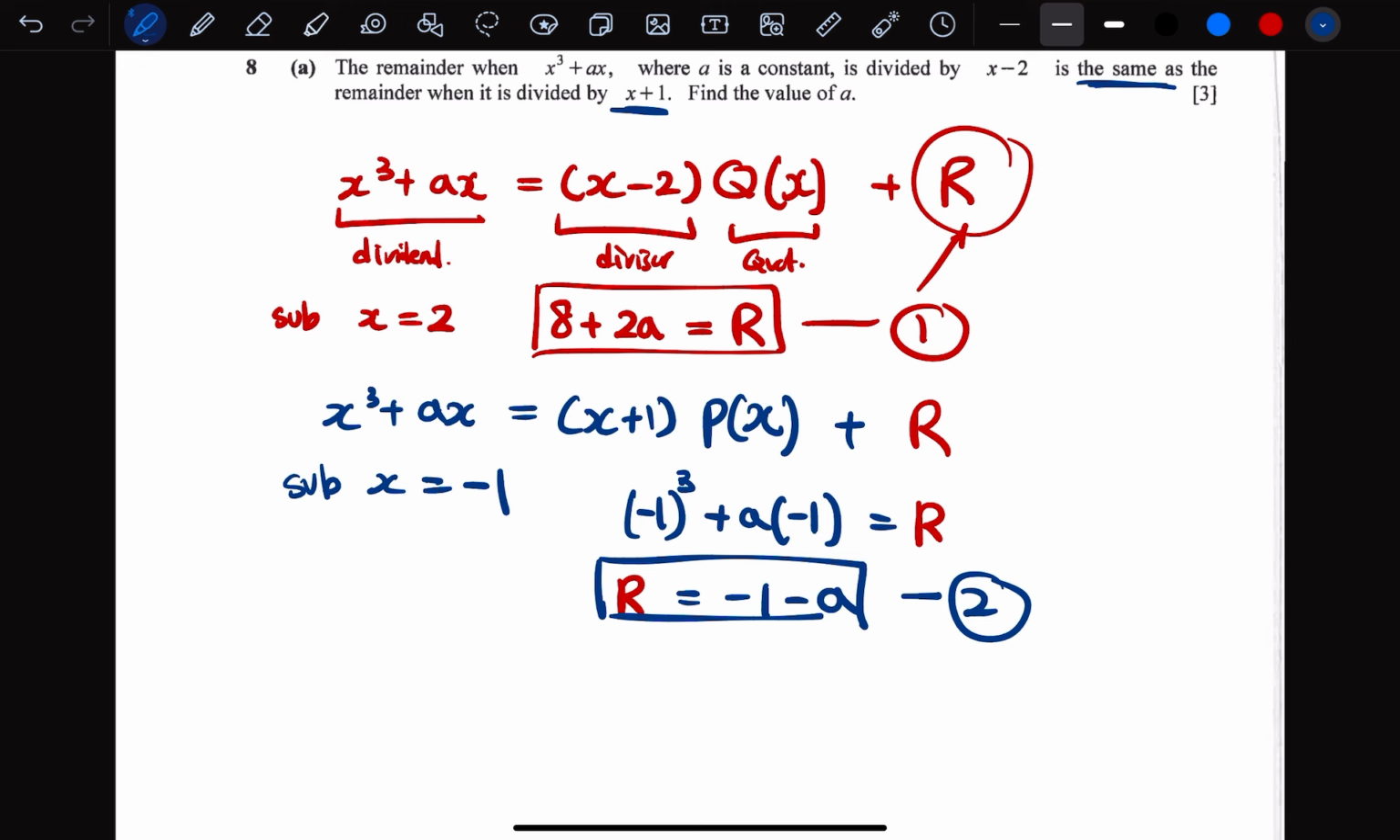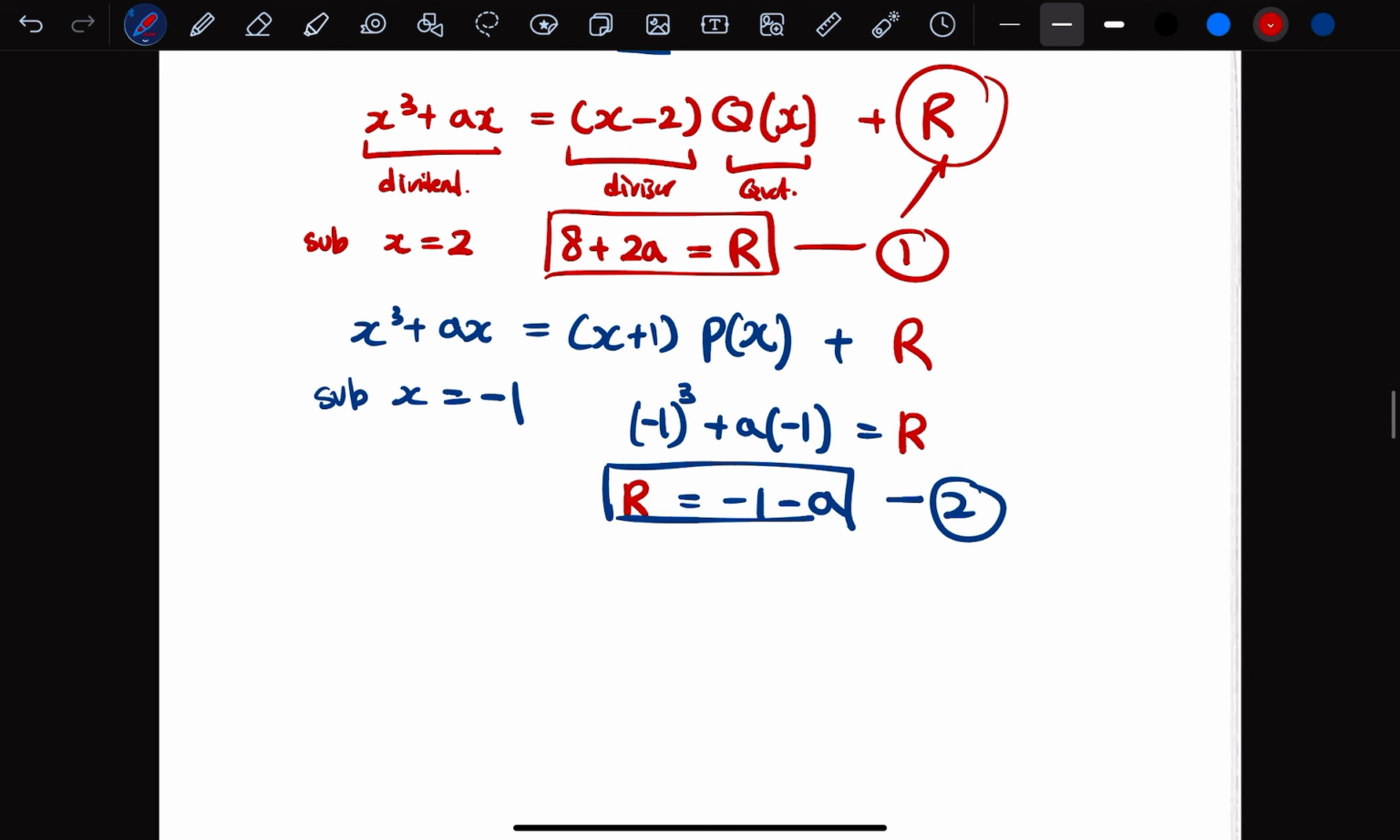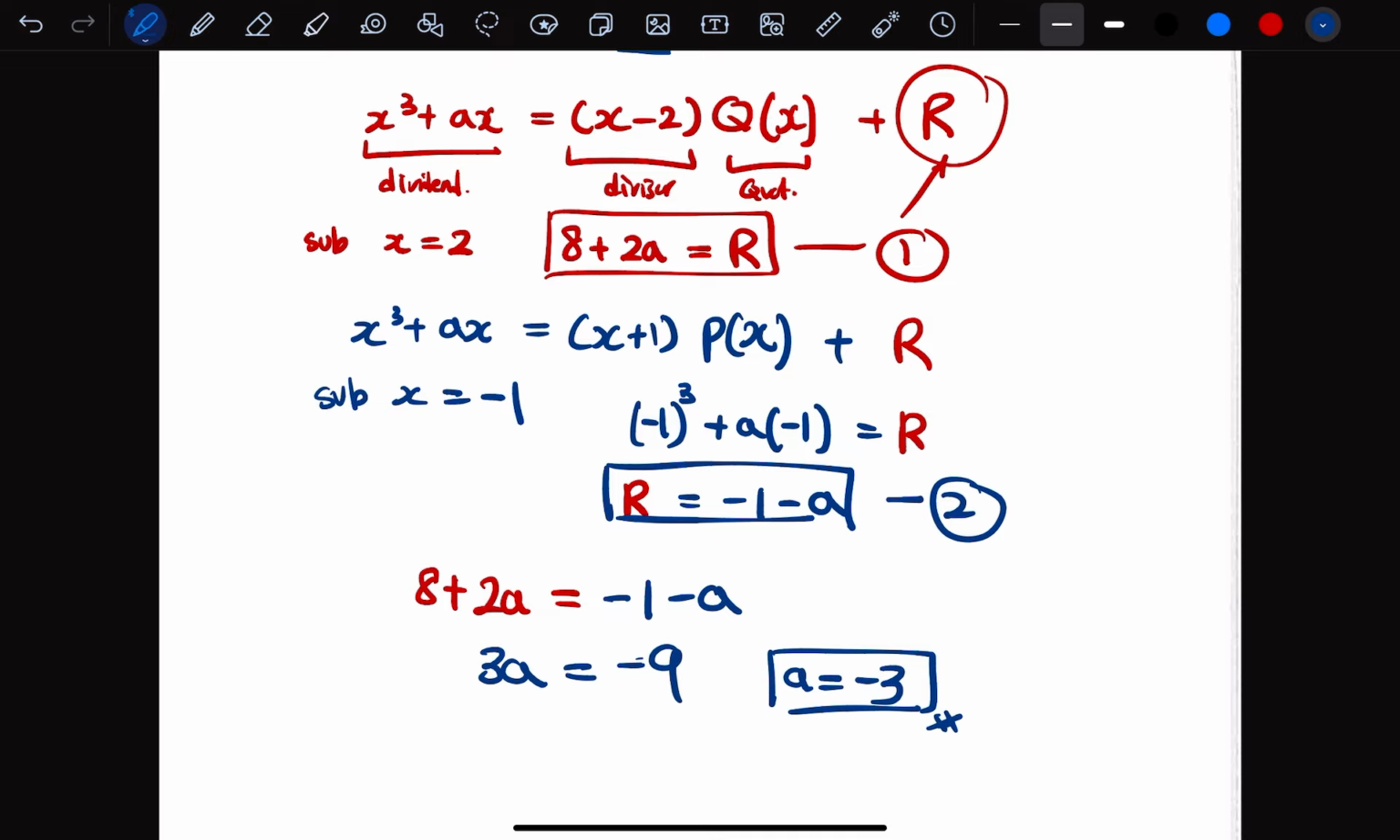And all we do here is simultaneous equation. We're just going to equate both of our equations together. Since they are already both equals to r, I'm just going to equate our r's together. And from here, you can simplify to give you your value of a. I move this over, I get 3a. I move the 8 over, I get -9. My a would be equals to -3, and this would be my answer.